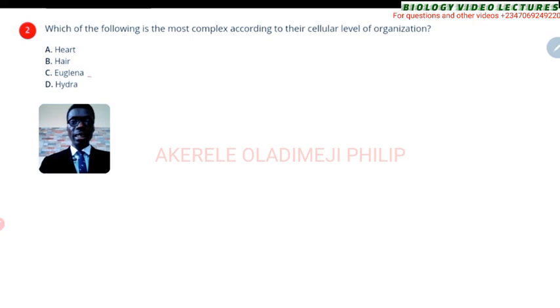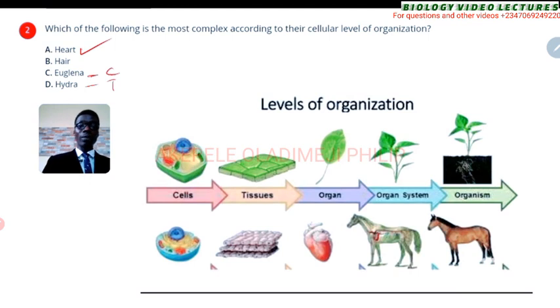So let's say this is a cell, this is a tissue. Then the heart is made up of different types of tissues. Yes, the ventricles and the auricles are different types of tissue in it. So that is an organ. So the answer is heart. Heart is the most complex in this regard because it's at the organ level. The one next to it is Hydra, which is not even up to an organ. I actually repeated this for you to know. The heart is here, the Hydra is here. It's just at the level of a tissue, so to say.